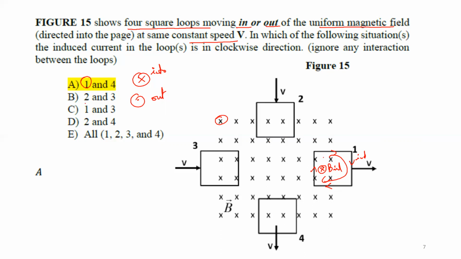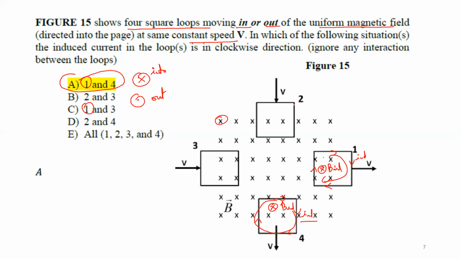So it's either this or this. Now, of course, 4 also. Okay. 4, it's getting out. So I'm decreasing the flux. So my B induced does not want that to happen. So B induced will be in. Of course, using the right-hand rule, you see that the current induced is going in which direction? Of course, the current induced is going also clockwise. So A is the correct answer.